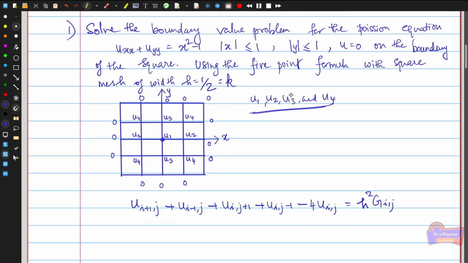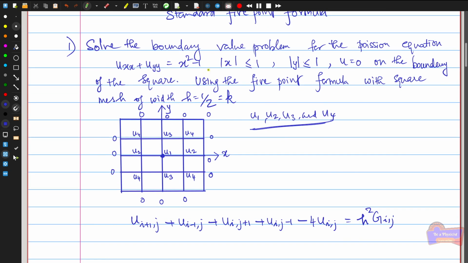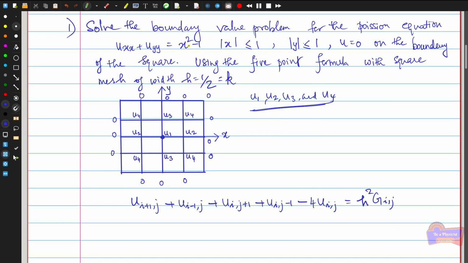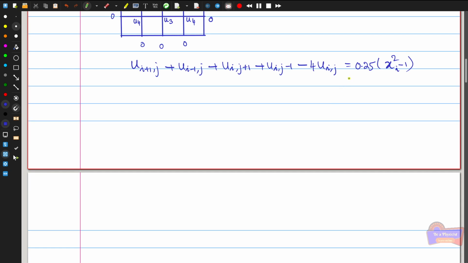Since the right hand side in this equation is given as x squared minus 1, the function g of i j is given as x squared minus 1, so I can replace this g i j with the given function. So I can write g i j as x i squared minus 1. The h value is also given, that is 1 by 2, so 1 by 2 whole squared gives 0.25. So this is the standard 5-point formula.